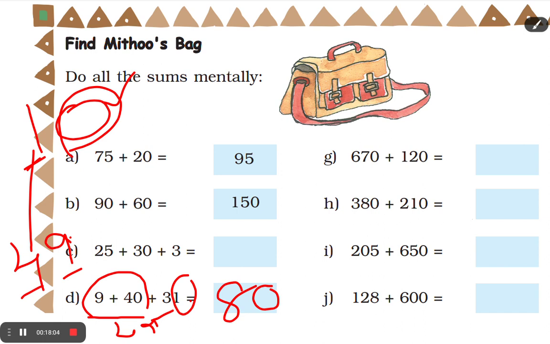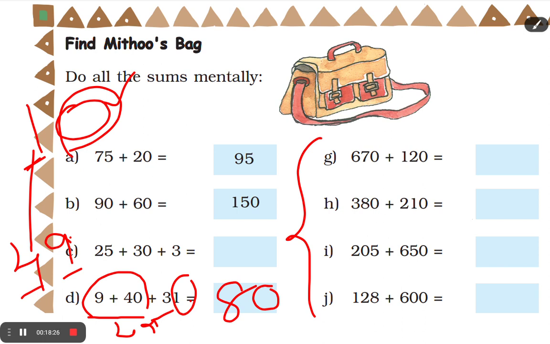Remember children, practice makes perfect. So keep that in mind, and the more you practice, the more perfect you become. Keep that in mind and do all these problems in your classwork. Is it clear, children, how to add all this? Even 3-digit numbers you can do like that only.